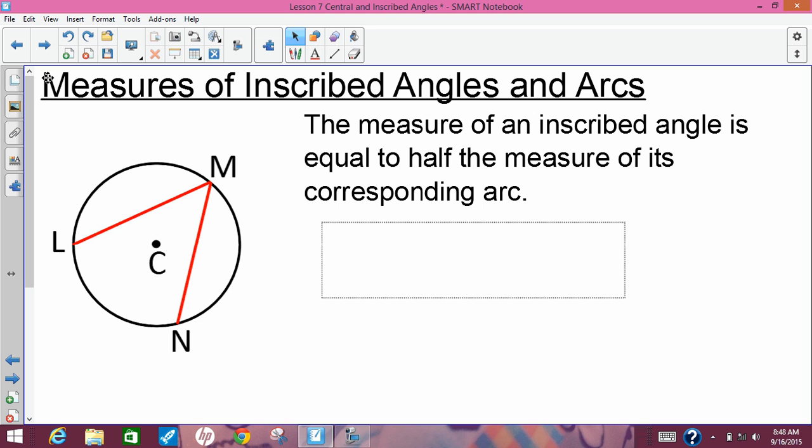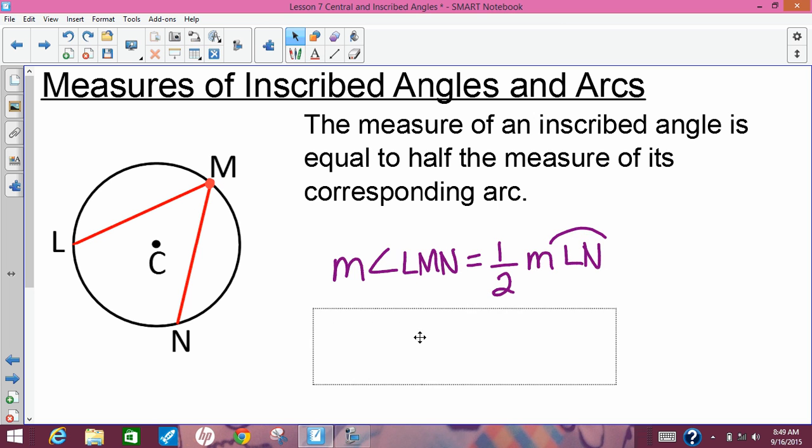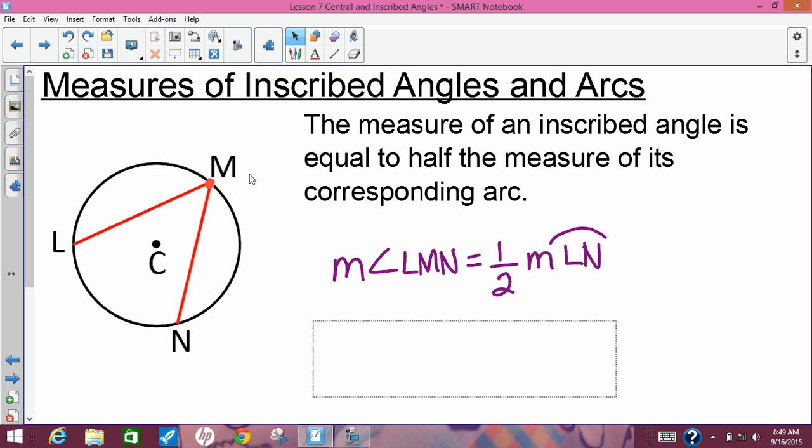The other type of angle we're going to talk about is formed by two chords. Remember that we quickly talked about chords being segments inside of a circle with their endpoints on the circle. And the vertex of these angles lies on the circle. So M is a point on the circle. It's the vertex of angle LMN, and it is an inscribed angle. The relationship is that the measure of the inscribed angle, angle LMN, is half of the arc it corresponds to, so arc LN.